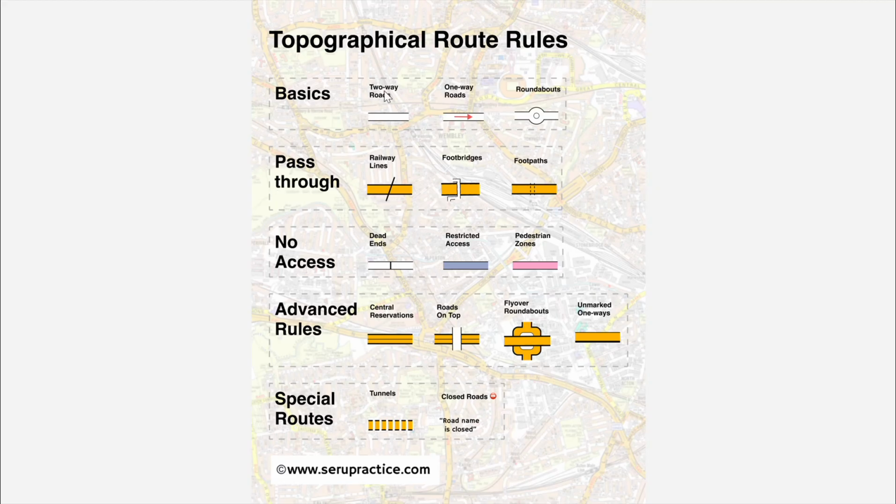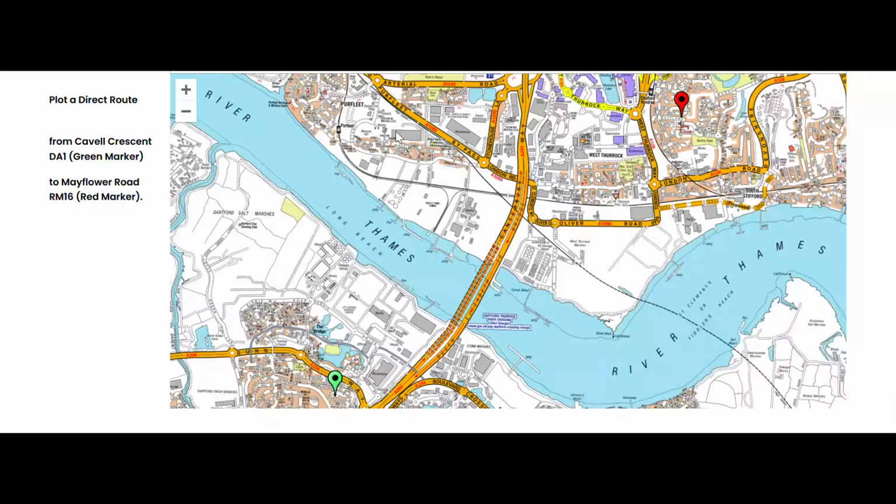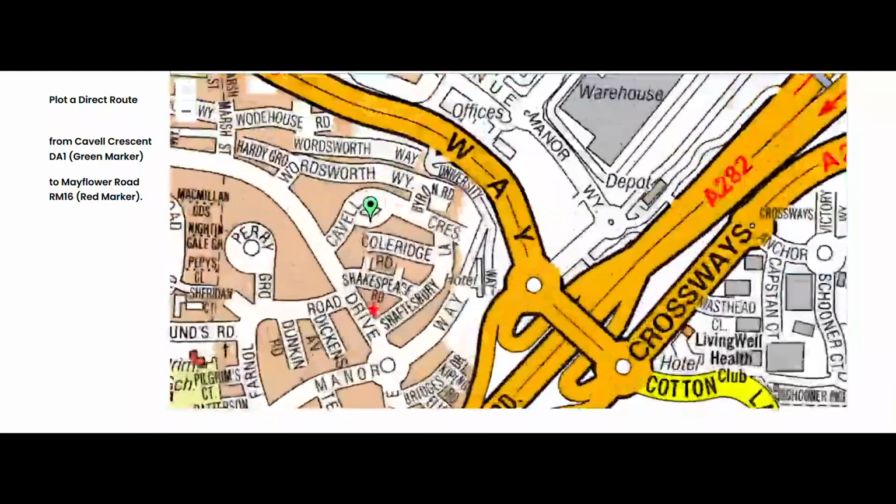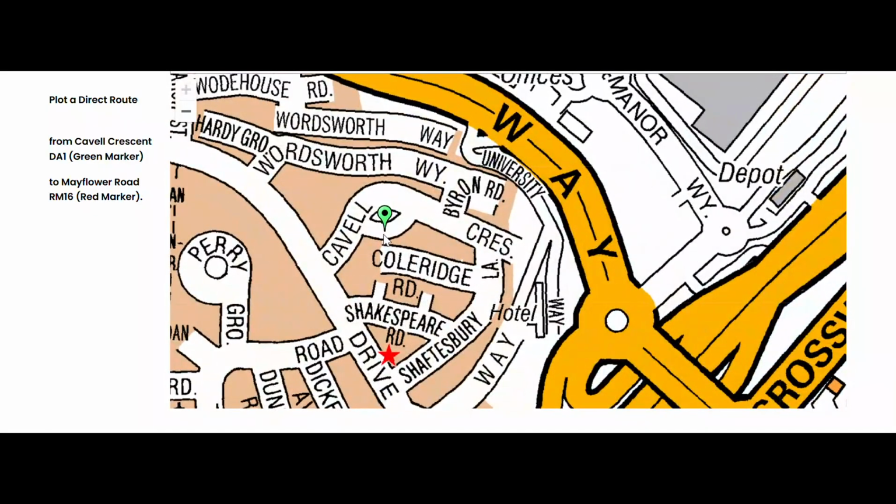Now let's resume our today's question. So now that we have planned our route, let's execute it. We will start from our green marker. This is a two-way street, so we will keep left.